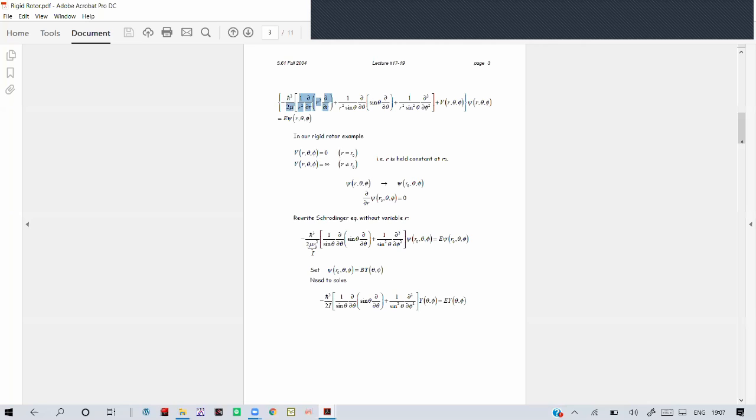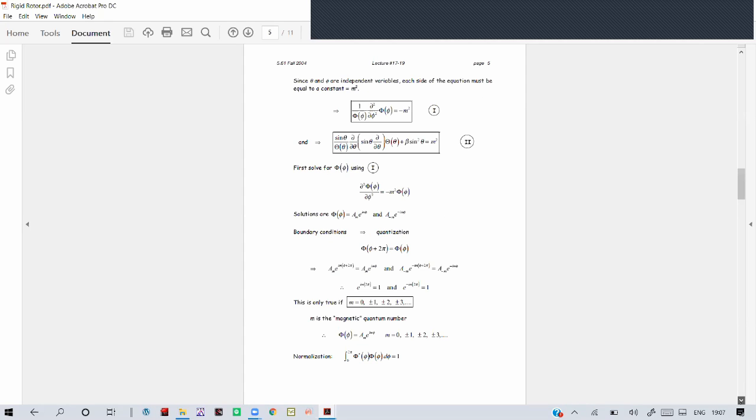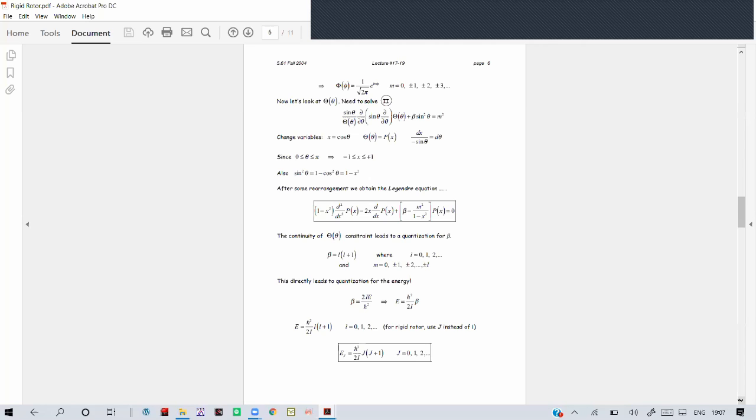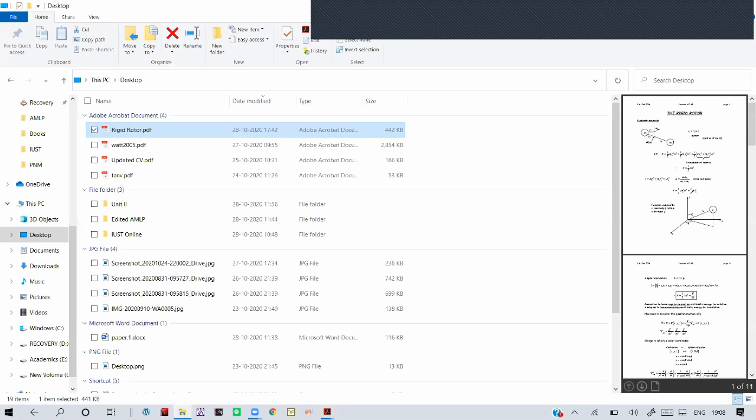And here it is solved, the rigid rotor. So there is minus h cut square. This is all given here in complete form. So you have the phi equation. The solution of the phi equation is e to the minus i m phi. Then there is m, and if you remember, this is the Legendre equation. This beta here is L into L plus 1. So we have E equal to h cut square by 2I, L into L plus 1. In the case of the rigid rotor, we use J instead of L here. So this is how it is derived quantum mechanically. In the examination, there is no need to write it, but in case you want to understand it properly, you can use this derivation.